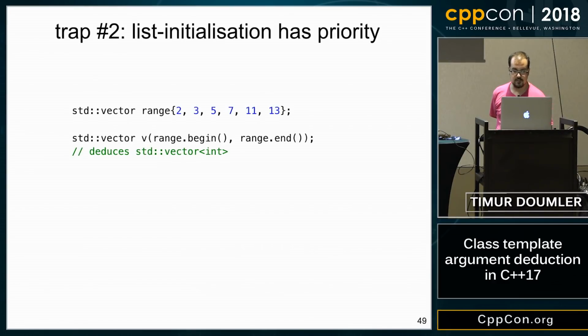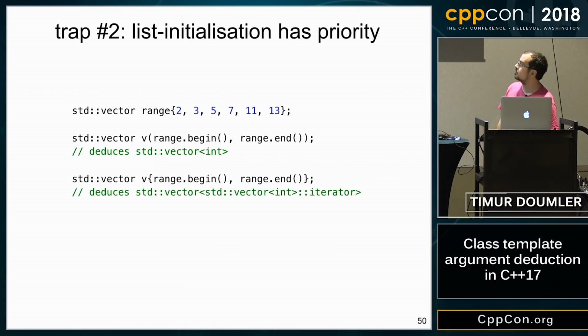Next trap, list initialization has priority. So if you do this kind of thing, you have a range, and you have two iterators, and you initialize a vector with a pair of iterators, it's going to deduce vector int if you use round parens, right?